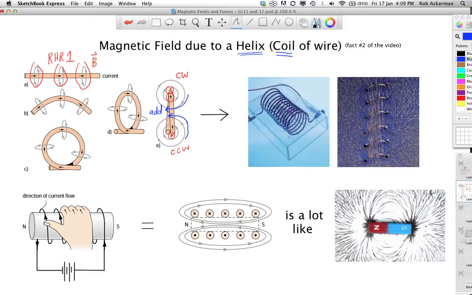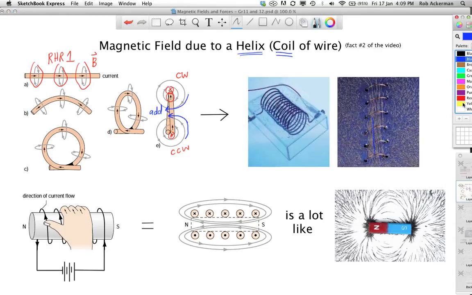Here's a diagram. This one's out of the grade 12 book. And you can see they've connected a coil of wires, a helix, to a power supply. And they've sprinkled some of those iron filings. And here's what you get. You get a magnetic field, which you can see from the iron filings.